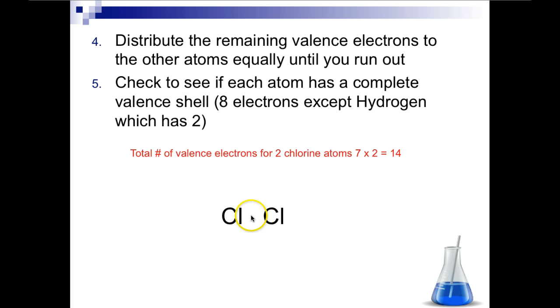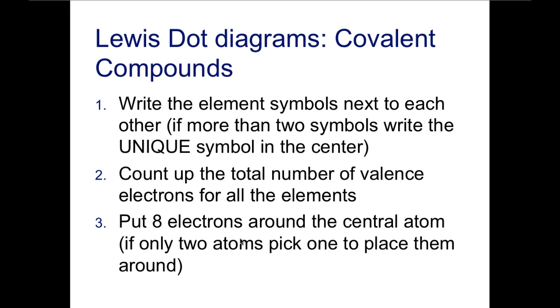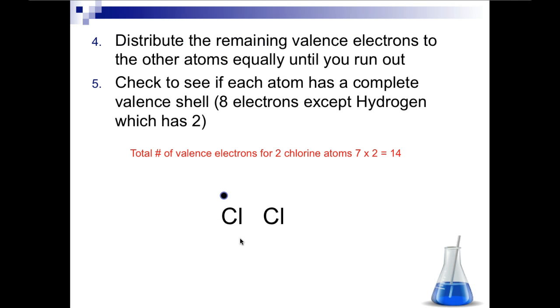This is diatomic chlorine. So if we were to count up the total number of valence electrons for the 2 chlorine atoms, each chlorine atom brings 7 electrons to the table. And since there's 2 of them, we're going to multiply it by 2. And so we have to place 14 electrons in this structure. So let's start adding them. 1, 2, 3, 4, 5, 6, 7, 8. So there's my 8 chlorine electrons around this one.